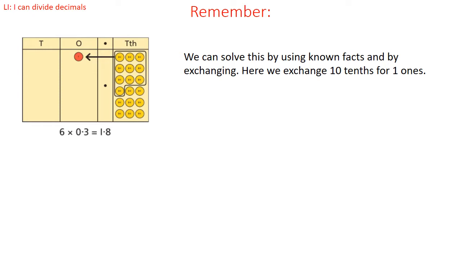So 6 times 3 ones equals 18 ones. So 6 times 3 tenths is going to be 18 tenths. And we write 18 tenths by exchanging 10 tenths for one whole. And then we've got 8 tenths remaining in the tenths column.